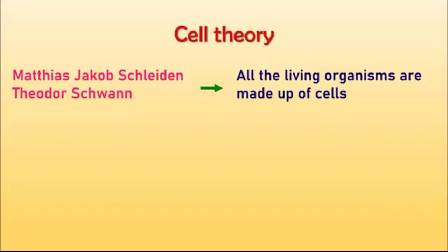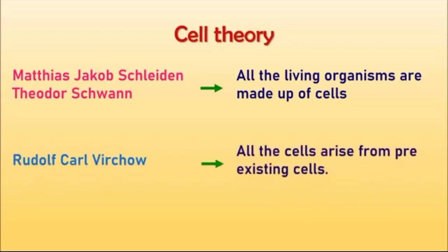The point which is related to the production of new cells was admitted by Rudolf Karl Virchow. He told that all the cells arise from pre-existing cells. So Rudolf Virchow added this point to the cell theory, and finally the cell theory was proposed with 2 points, that is, all the living organisms are made up of cells and all the cells arise from pre-existing cells.